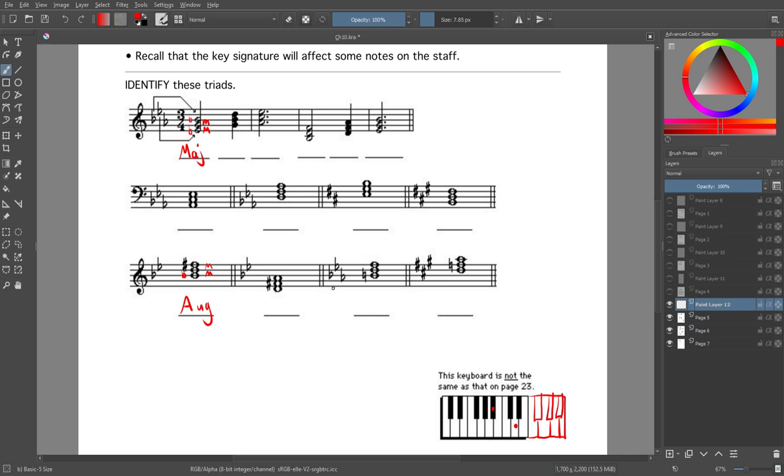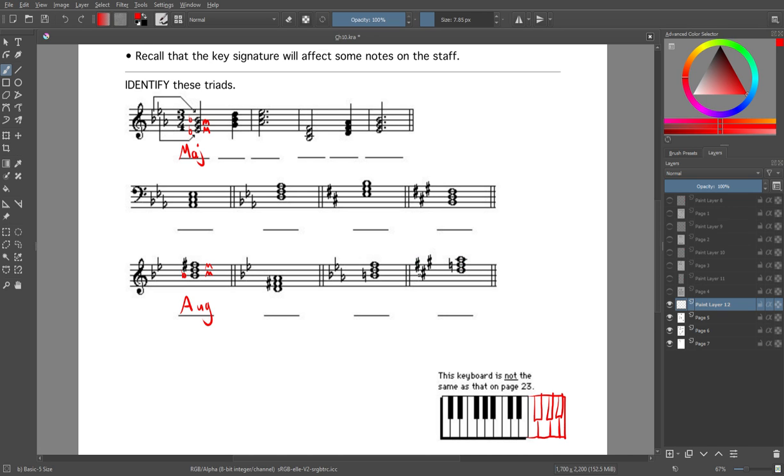I'll do one more with one of these naturals in here. Let me go ahead and get rid of this here. There we go. Okay, I'm going to do this one here. Actually, no, we're going to do one that has sharps in the key signature. So that's the very last one here. We are in treble clef. We got a D, F natural, and A.